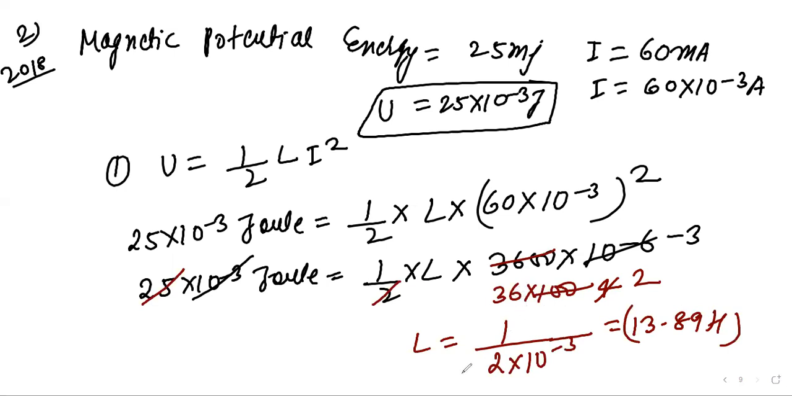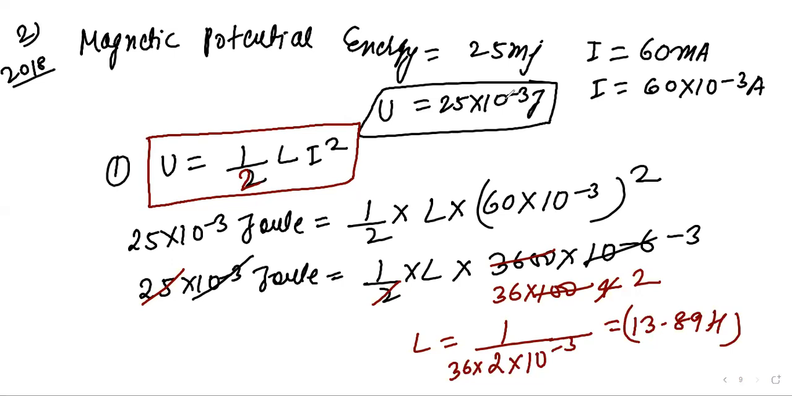And here 36 is also there, right? So right here 36 into 2. So this value, after the calculation, you will get it. Right. So you have to just remember this formula for how magnetic potential energy is stored in the inductor. It is given by U equal to 1 upon 2 L i square.